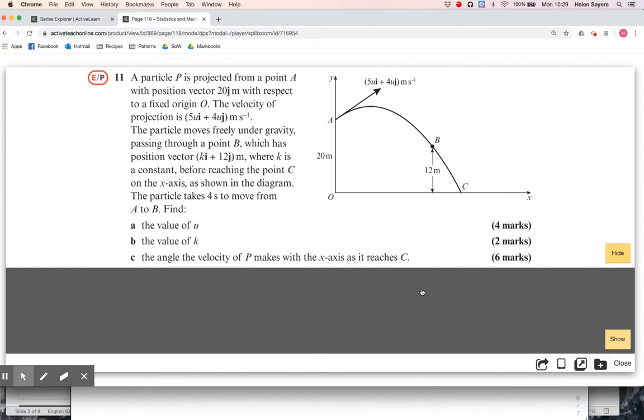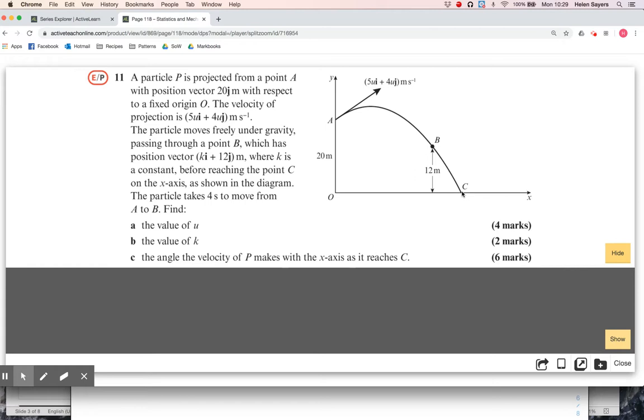Okay, that's not quite as bad as it sounds, I don't think. So C is when it hits the ground. So basically we want to find its velocity as a vector at that point there. And this is worth 6 marks, so this is going to be the biggest part of the question.